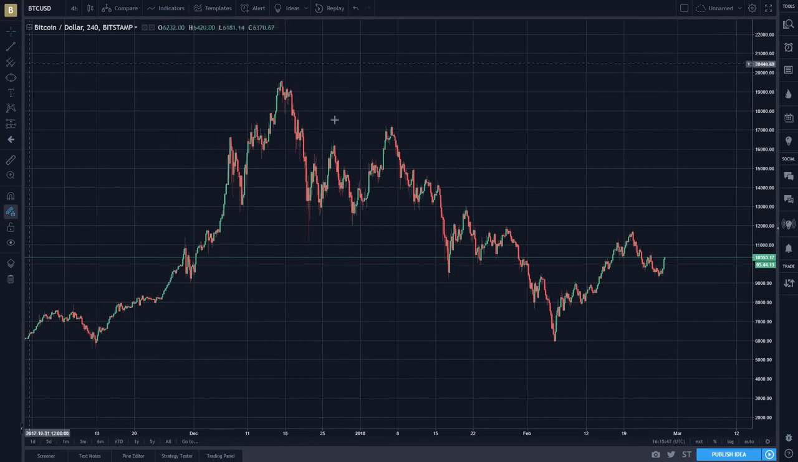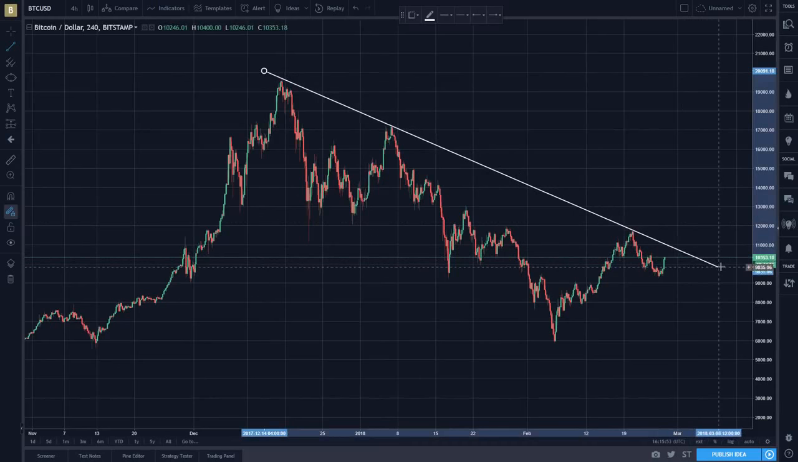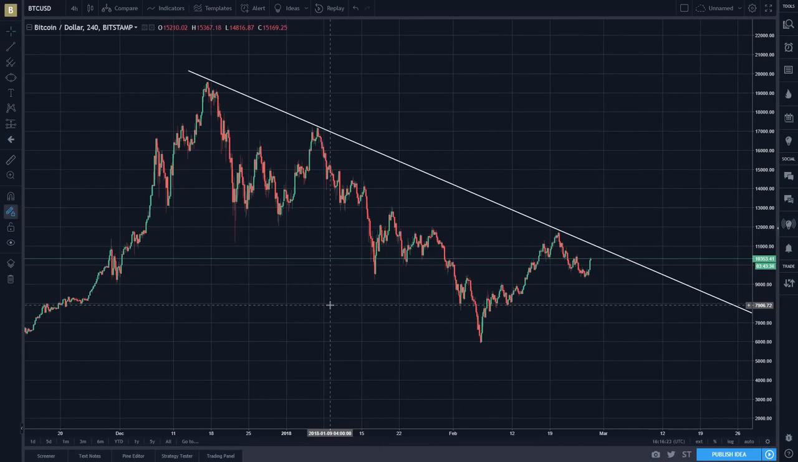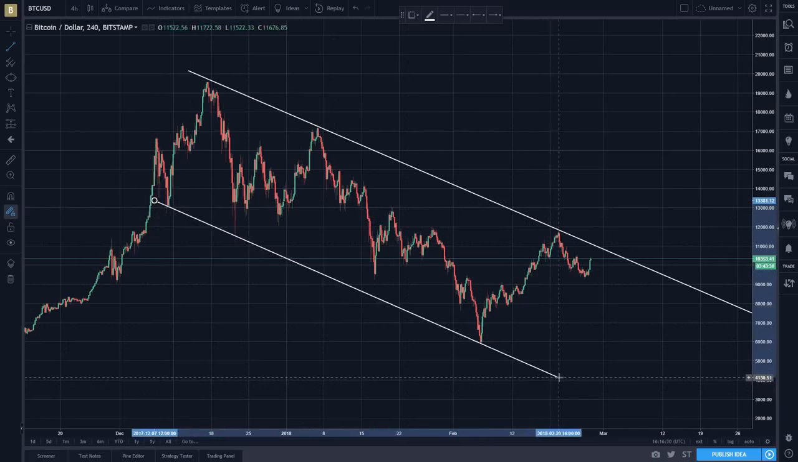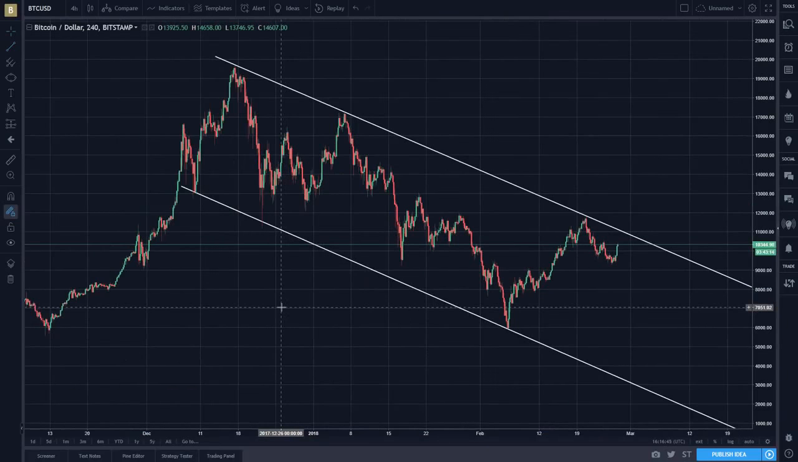So first thing I want to do is establish resistance for this channel, and that is simply a resistance line like this. There we go. That's our resistance line for this channel. Now we need a support line, which would be back in here. There we go. Support and resistance.